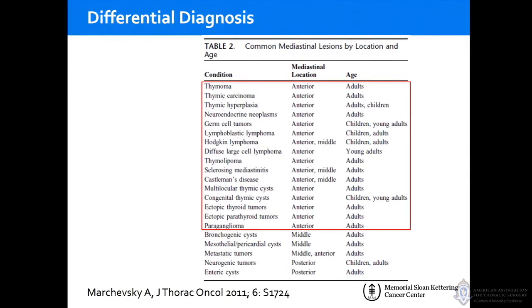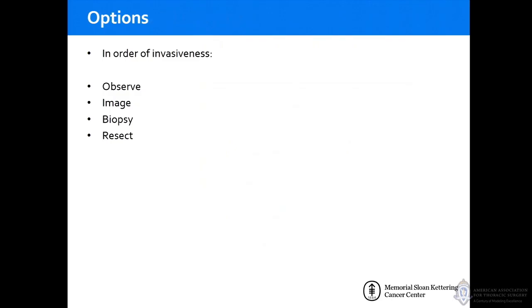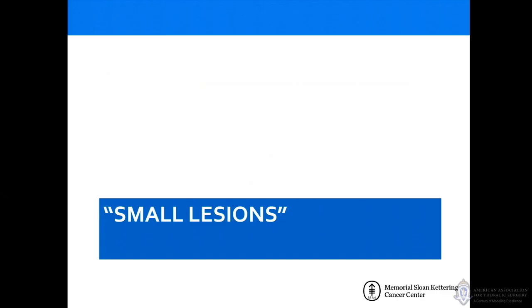So, the laundry list of the differential diagnosis is long, but it involves mostly thymic neoplasms, germ cell tumors, lymphomas, but also many benign lesions: thymolipomas, Castleman's disease, cysts, and thyroid. So how do you start to pare this down? Well, what are your options, first of all? In the order of invasiveness, you can observe, you can image it further, you can biopsy it, or you can take it out. I kind of like to think of things in terms of small lesions versus large lesions, is sort of how I categorize them.